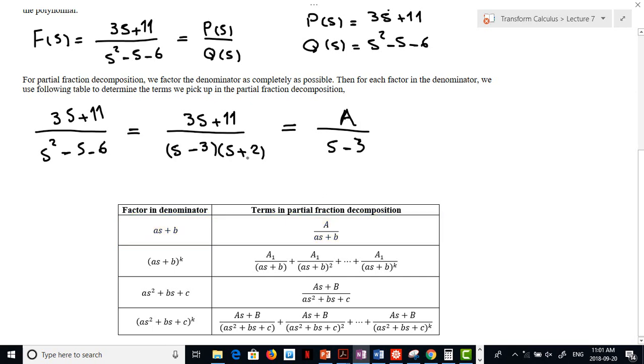So for the second term, we have s plus 2. Again, we are in the first category. So in this case, a is equal to 1 and b is equal to 2. As a result, the term used in partial fraction is again A divided by as plus b.